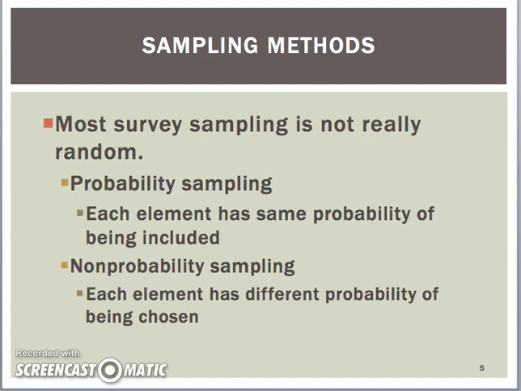Probability sampling simply means that every element or every person in the population has the same chance of being included in the survey. So the probability of being included is equal for everyone. Non-probability sampling means that each element has a different probability of being chosen and is usually determined by the way in which we sample. And we're going to talk about different types of each of these.